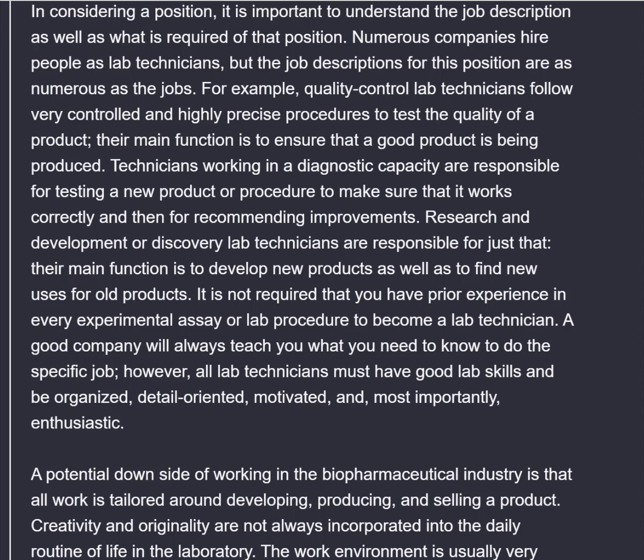Numerous companies hire people as lab technicians, but the job descriptions for this position are as numerous as the jobs. For example, quality control lab technicians follow very controlled and highly precise procedures to test the quality of a product. Their main function is to ensure that a good product is being produced. Technicians working in a diagnostic capacity are responsible for testing a new product or procedure to make sure that it works correctly and then for recommending improvements.